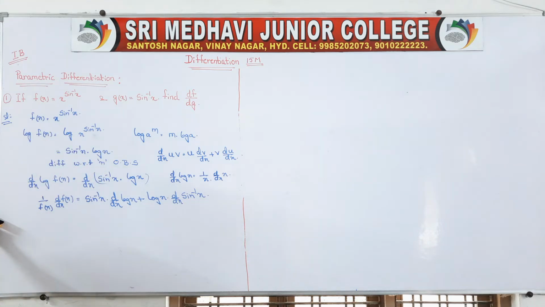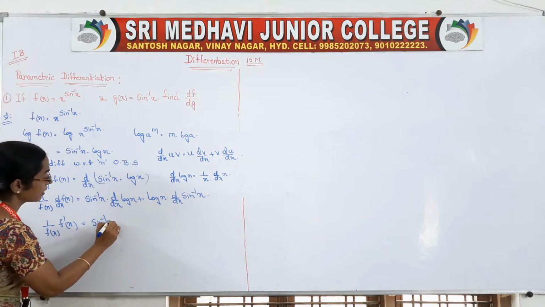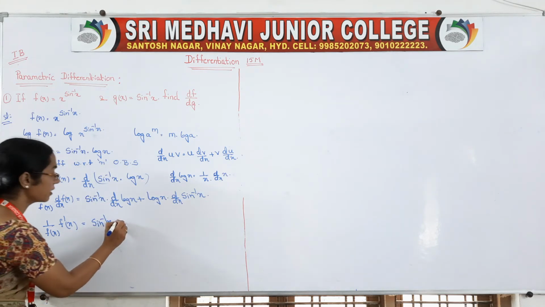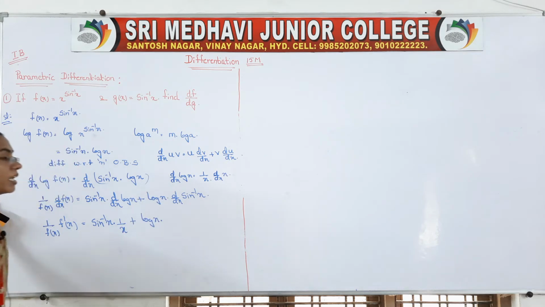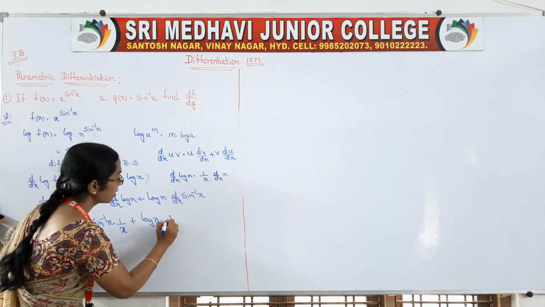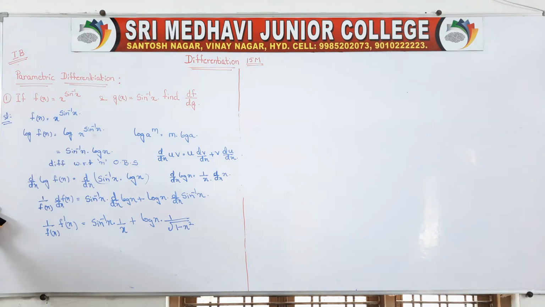So keeping the first variable as it is, differentiating the second variable, d by dx of log x, keeping the second variable as it is and differentiating the first variable, sine inverse x. So this is 1 by f of x into f dash x is equal to, what is the value? Sine inverse x into d by dx of log x is 1 by x plus log x into d by dx of sine inverse x. The standard formula we directly apply, that is 1 by root of 1 minus x square. We want f dash x. f dash x means df by dx, right? So only df by dx we want.